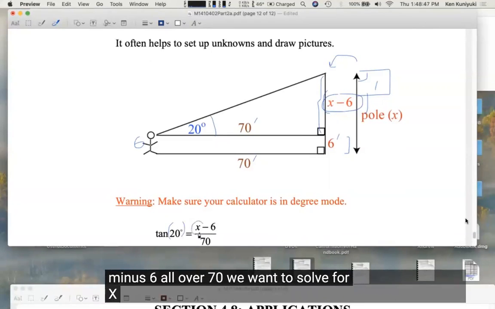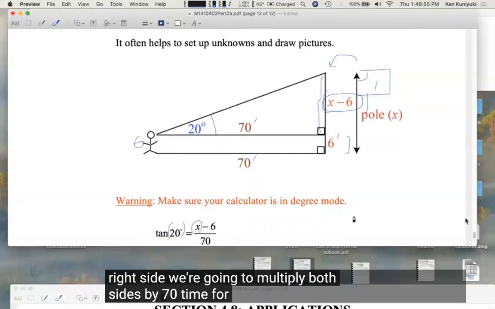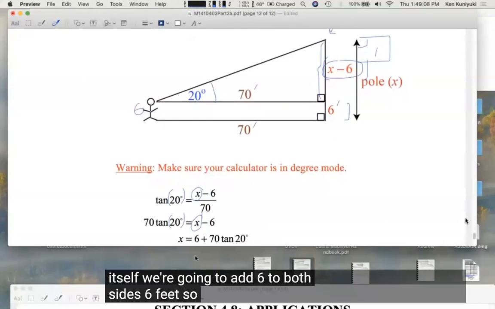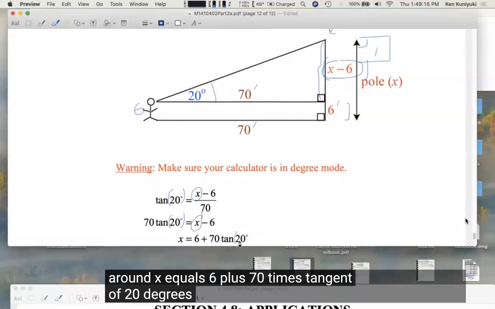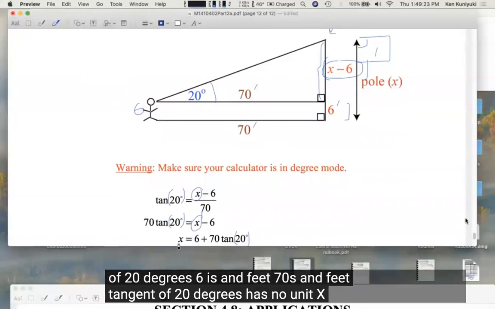We want to solve for x. First, let's get rid of the 70 on the right side. We're going to multiply both sides by 70. Time for some algebra. 70 times tangent of 20 degrees equals x minus 6. And then to solve for x itself, we're going to add 6 to both sides, 6 feet. So, and now I'll turn it around. X equals 6 plus 70 times tangent of 20 degrees. 6 is in feet, 70 is in feet. Tangent of 20 degrees has no unit. X will be in feet.